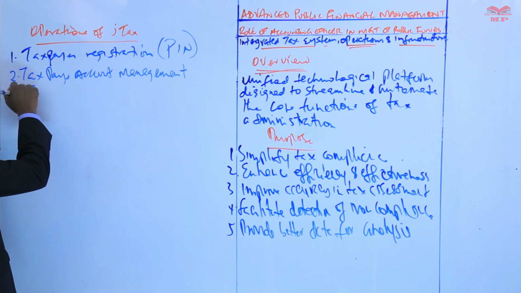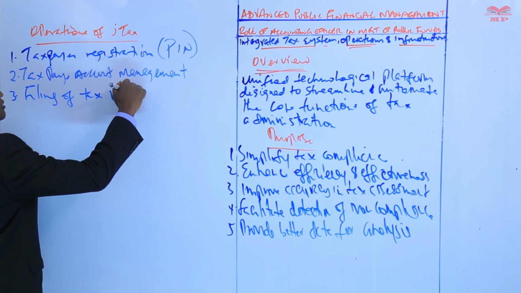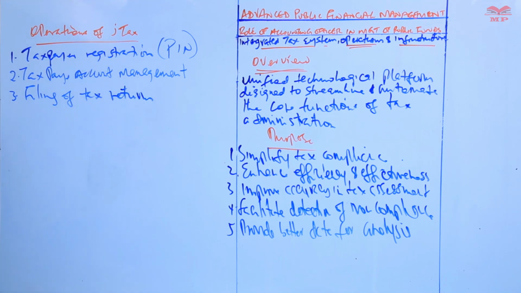Number three, filing of tax returns. That is yet another administrative operation. An integrated tax system enables taxpayers to electronically file their tax returns for various tax obligations like PAYE, VAT, income tax, excise duty, and so on. And systems like the iTax often provide offline Excel-based return formats that can be filled and operated.